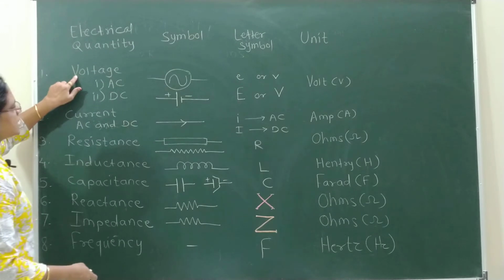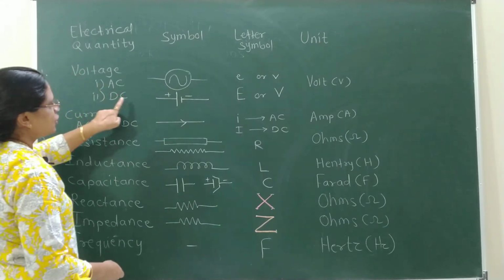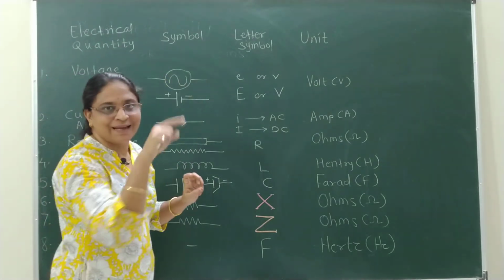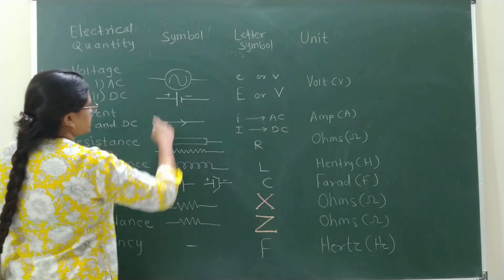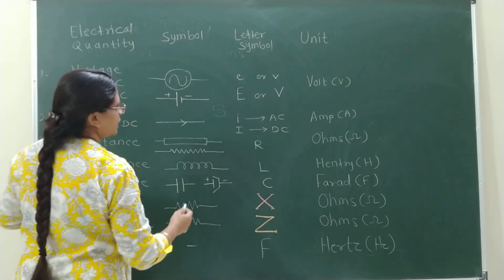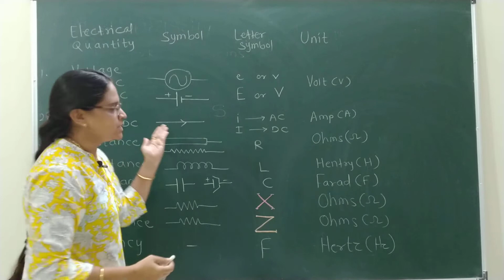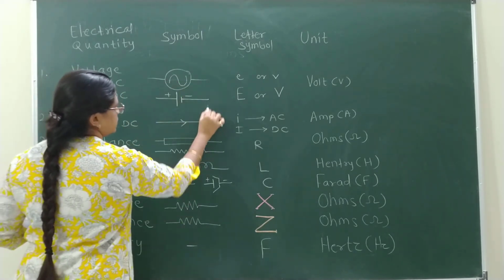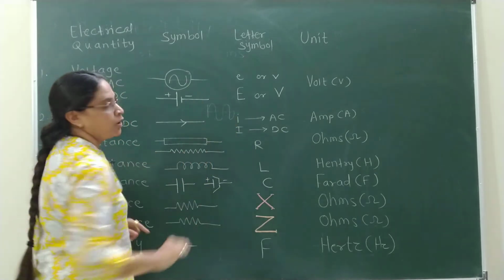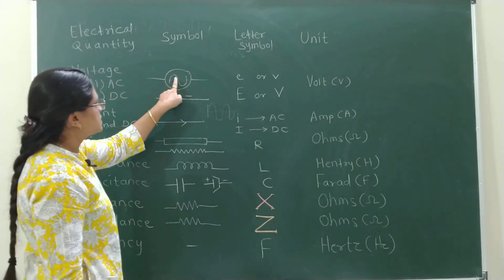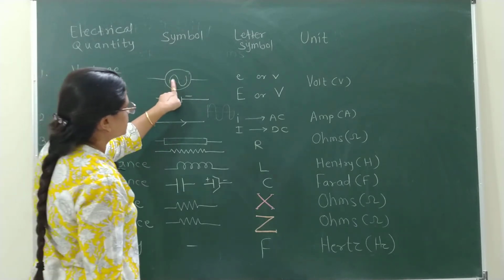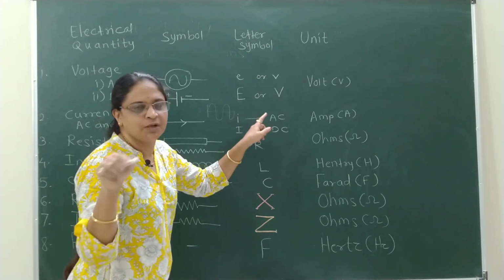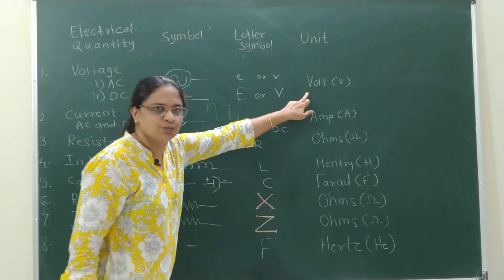First, voltage has to be indicated, either AC voltage or DC voltage. In case of AC voltage, a sign like the letter S, like this, a mirror image, it can be shown like this. This is nothing but the sinusoidal pattern, which is always used to show an alternating quantity. So that sign is used for AC indication, and the letter symbol used is lowercase e as EMF, small letter e or small v, unit is volt.